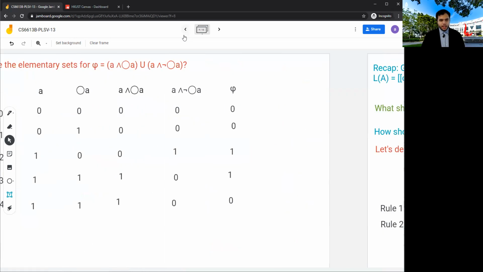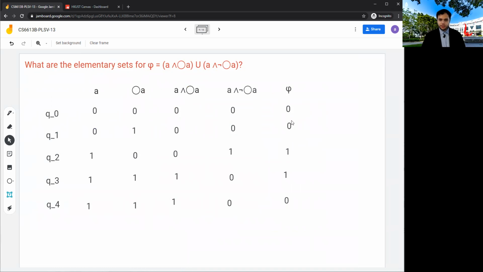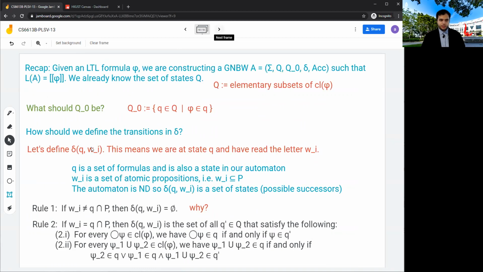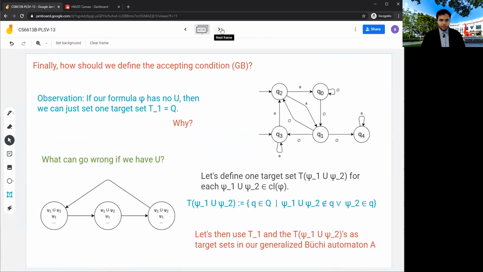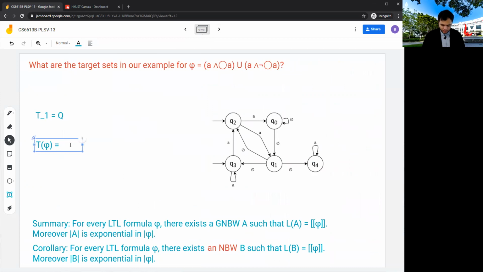Okay, so let's go back here. The states that do not contain the until are Q0, Q1, and Q4, and the states that contain its second part are Q2. So we just put Q0, Q1, Q2, and Q4. And so everything other than Q3: Q0, Q1, Q2, and Q4.